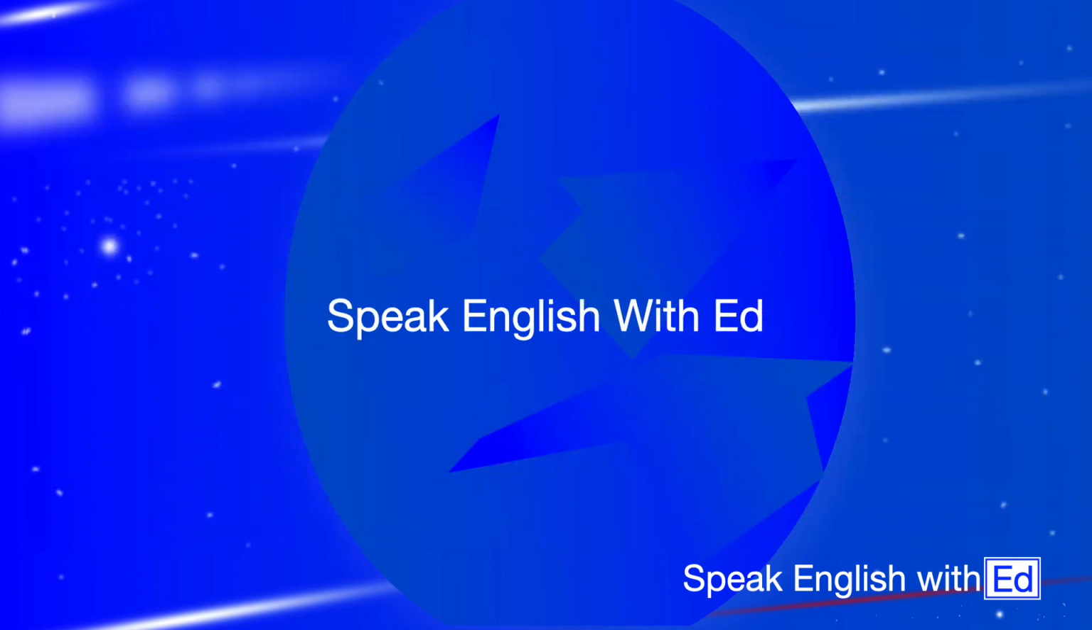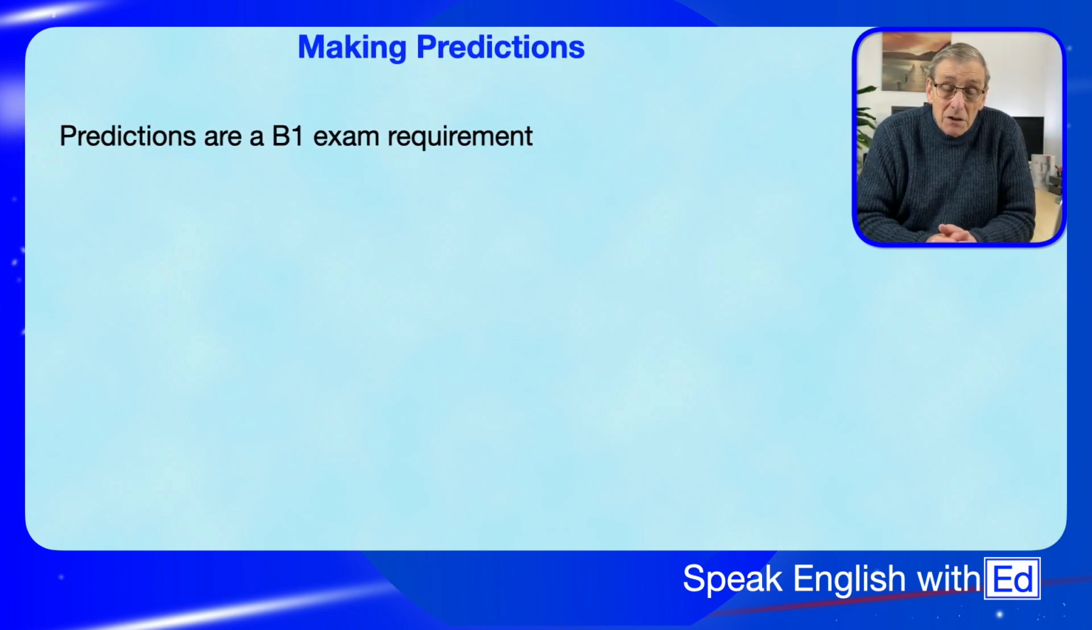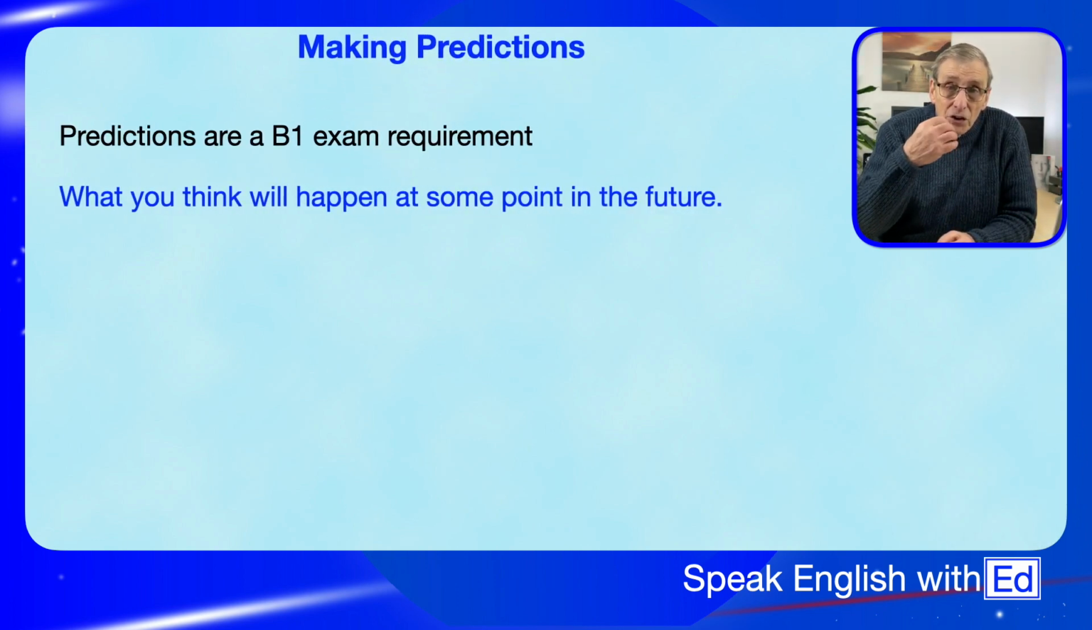The only way to learn is to talk. Predictions are a B1 requirement, and a prediction is something that you think will happen in the future. Basically, that's all it is.